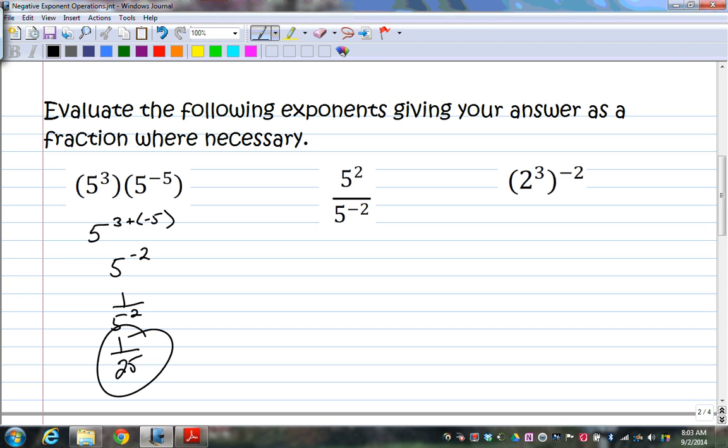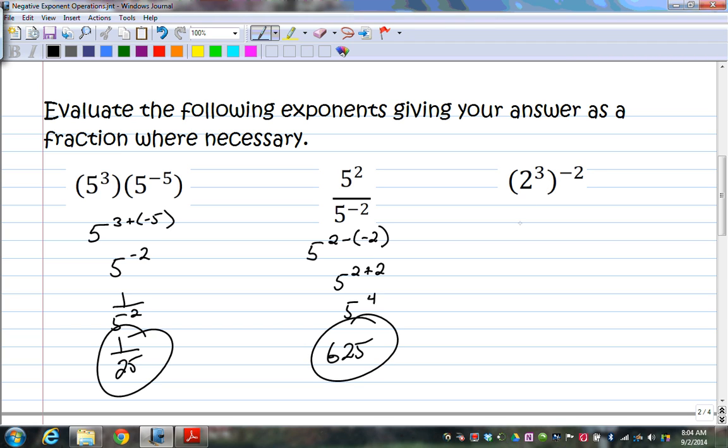Cool? The next one, 5 to the 2nd over 5 to the negative 2nd. So what I would do is subtract the exponents. Now be careful here, because that's minus a negative. Minus a negative is the same thing as plus a positive. So I have 5 to the 2nd plus 2, which is 5 to the 4th, which is 625.